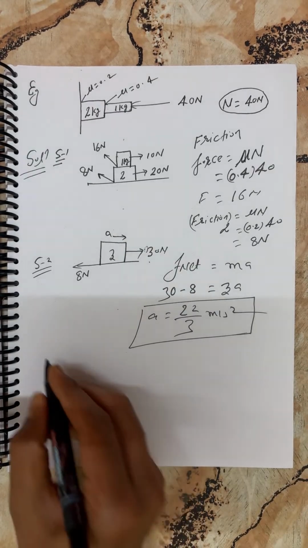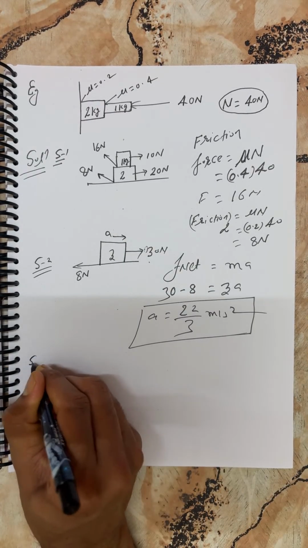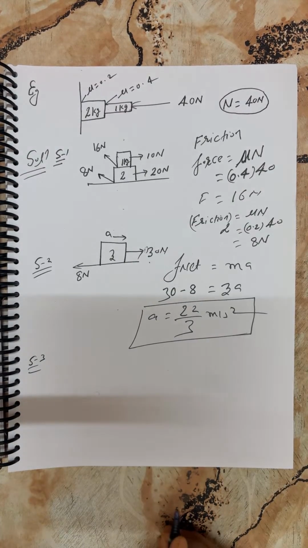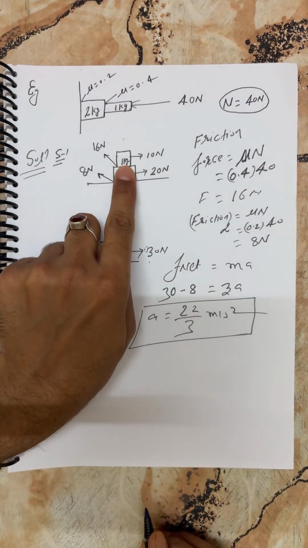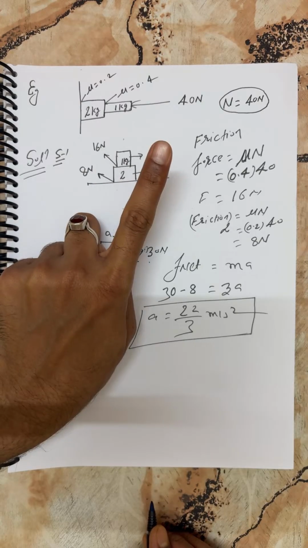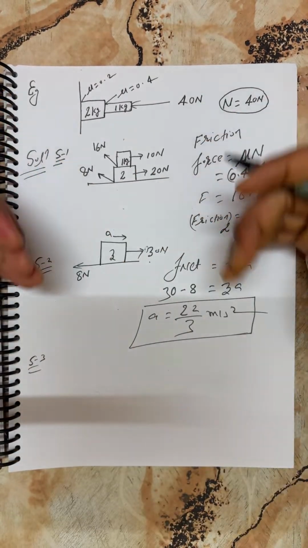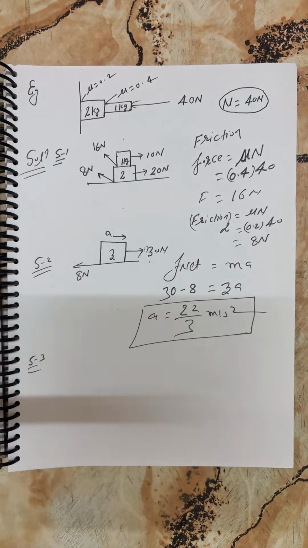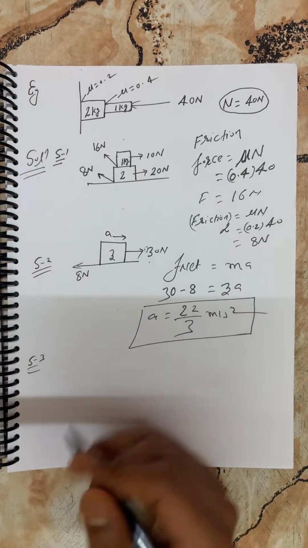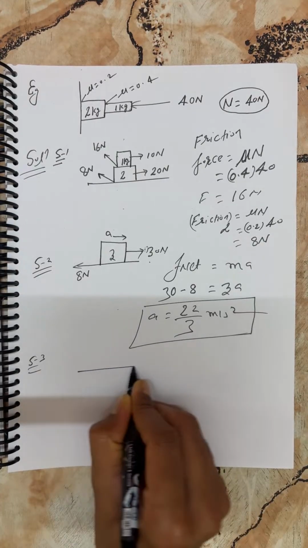So in step 3, I'm going to verify whether the friction value is coming 16 or less than 16. If it is less than 16, then you can say what we have considered is true. Right? Okay, come, students, for the 1 kilogram block.